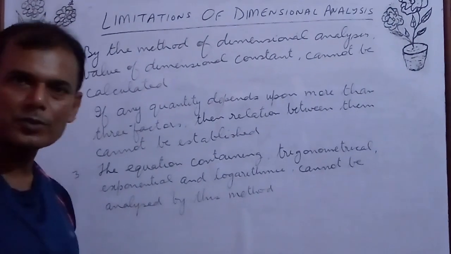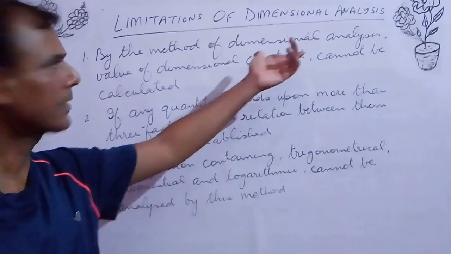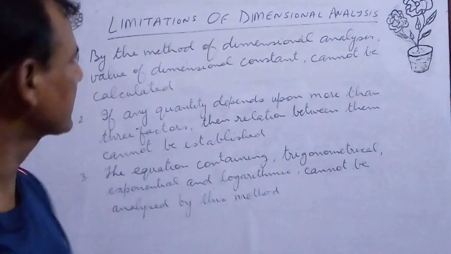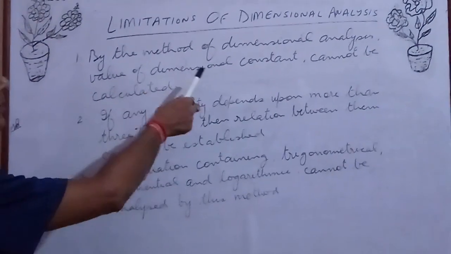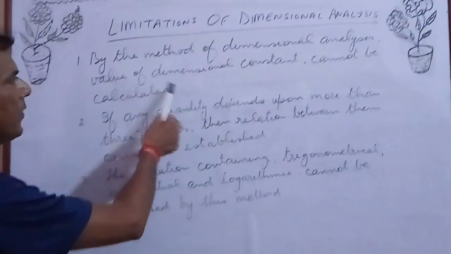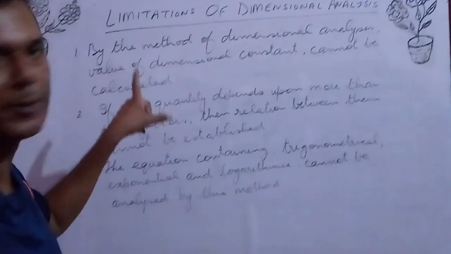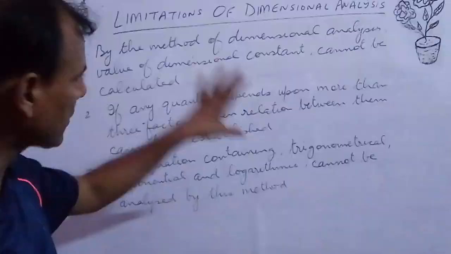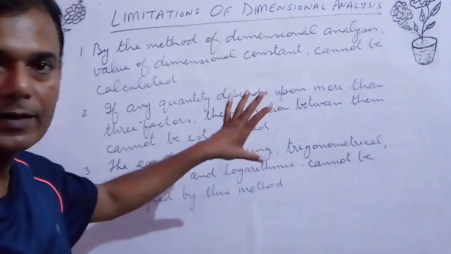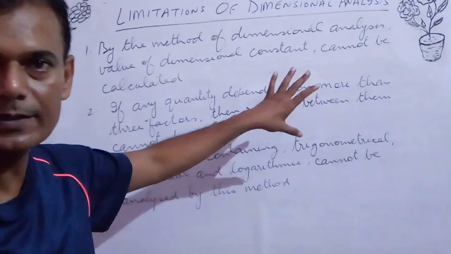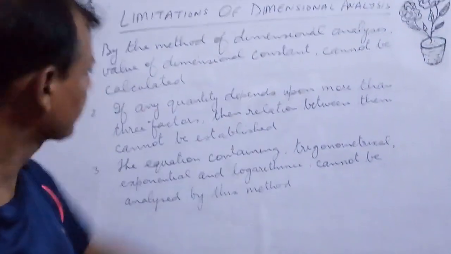We have seen the uses of dimensional analysis. Now it has some limitations. Let us see them. The first limitation is that by the method of dimensional analysis, the value of a dimensionless constant cannot be calculated. Just now I took the example of the time period. In that, the constant k we cannot find by the method of dimensional analysis. So that is its limitation.